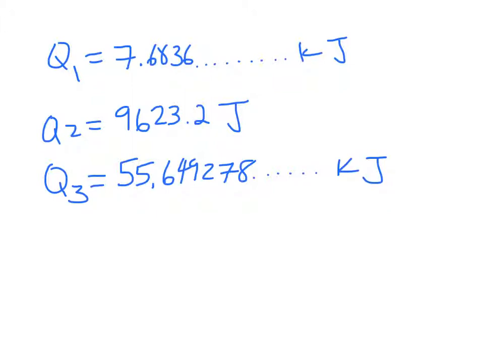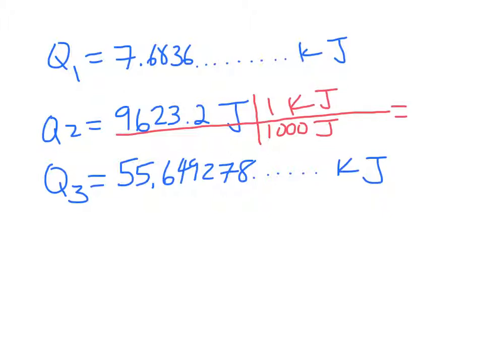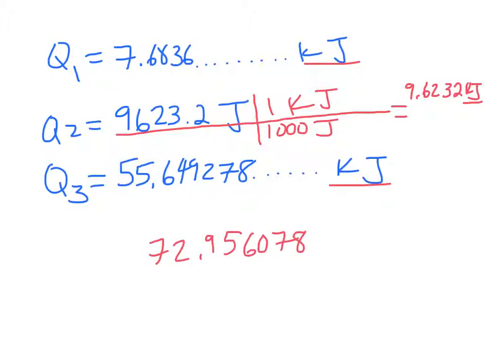I think what I'm going to do is change them all into kilojoules in order to add them together. So the only one we're really going to have to change is this one. Keep in mind there are 1,000 joules in 1 kilojoule. So I need to divide that by 1,000, and I'm getting 9.6232 kilojoules. Now that all of these are in kilojoules, I can add them all up. When I add all of these up, I get 72.956078, with a bunch of other stuff, and that's in kilojoules.